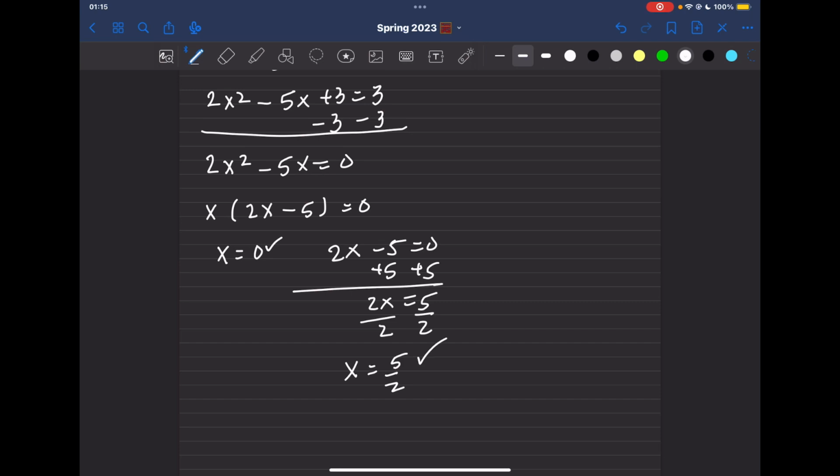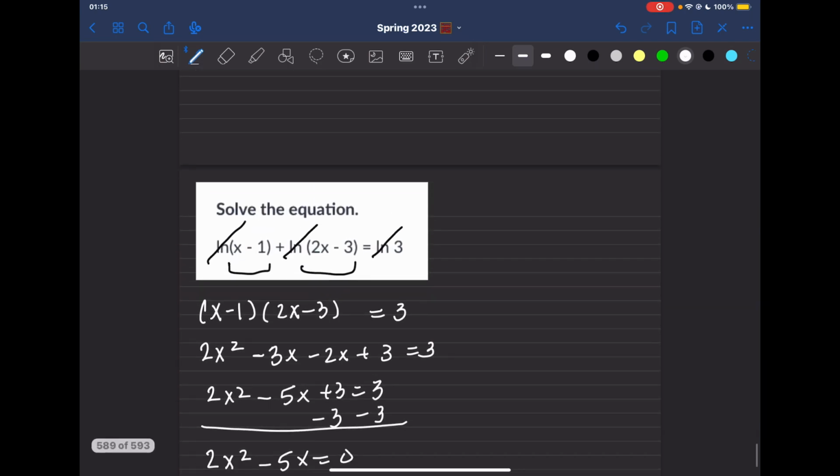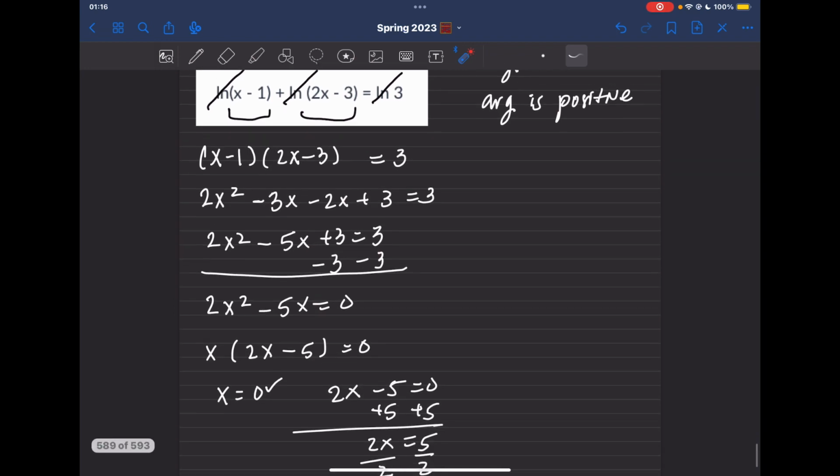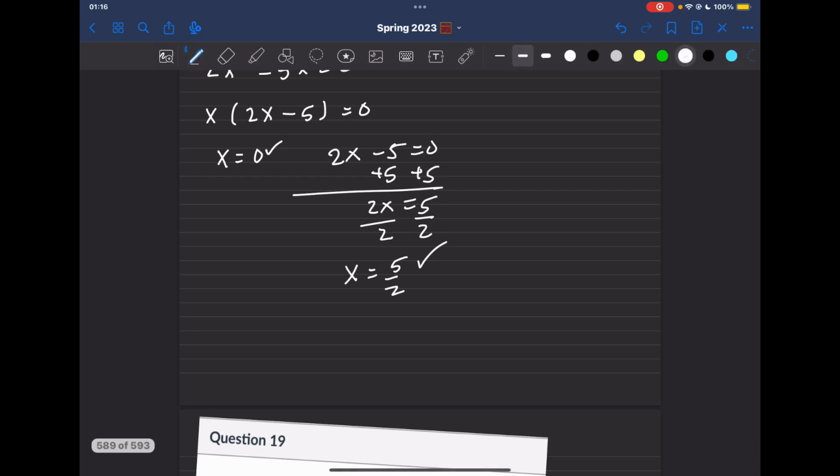So here's what we're looking at. Whenever I put a 0 right here, I'm going to get a negative. So you have to remember that the argument has to be greater than 0. So that means the argument is positive. So again, if I put in a 0 here, I'm going to get 0 minus 1 equals negative 1. So 0 is not the solution. So my only solution is going to be 5/2.